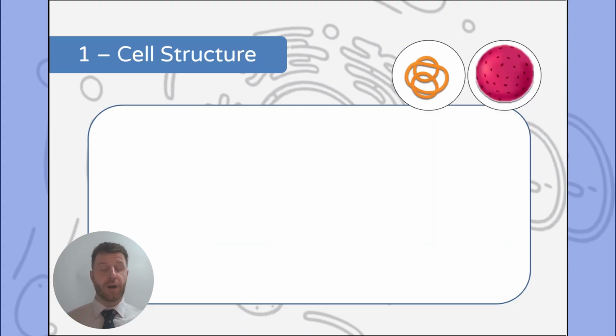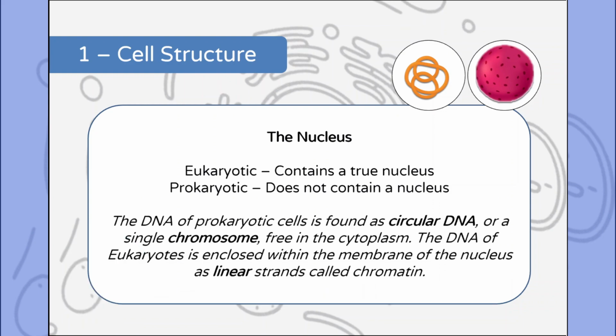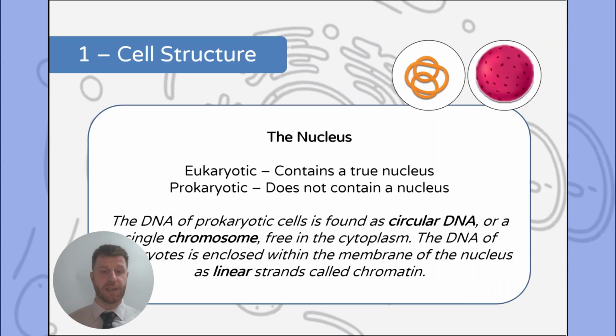Last but not least, on our clarifications and preparing for any questions, you've got the nucleus. The nucleus is found in eukaryotic organisms. That is actually what the word eukaryotic means, to have a true nucleus. Prokaryotes do not have a nucleus because there's no membrane around that circular DNA. It's just found within the cytoplasm. Therefore, the DNA of prokaryotes is referred to as circular DNA or a single chromosome, whereas eukaryotes have a nucleus. Make sure that you remember that. It is very commonly tested.